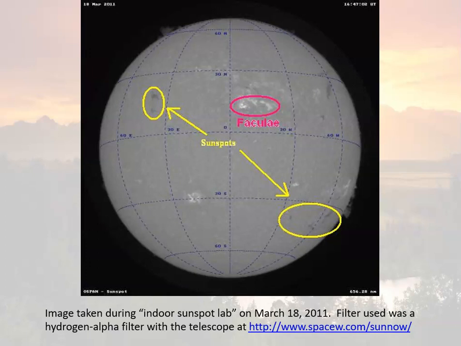Our sun is always emitting something called a solar wind, but it also occasionally has more dramatic events, things like coronal mass ejections and solar flares. And those, along with the solar wind and the aurorae, are what we will talk about in the next video.